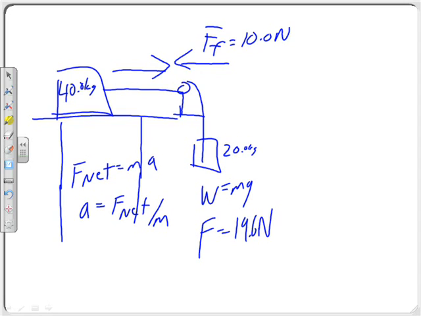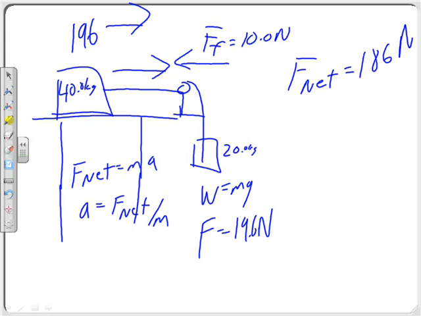That 196 newtons pulls the 20 kilogram mass down. It also moves the 40 kilogram mass to the right. So we have 196 newtons pulling that way on the 40 kilogram mass, but we have 10 newtons pushing toward the left, which should tell you that you have a net force of 186 newtons. And that net force of 186 newtons acts on both masses.